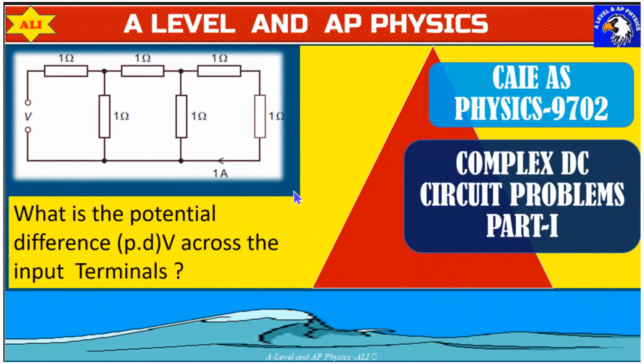Welcome to A-Level and AP Physics, a place where you can improve your understanding of physics with confidence. In today's lesson, we will talk about one complex DC circuit problem from Cambridge AS Physics past papers. This question is a little tricky, but a great question to improve your conceptual understanding. In order to get maximum benefit from this video, you can do this question by yourself first and then come back and watch the video.